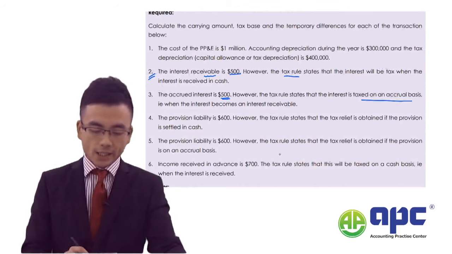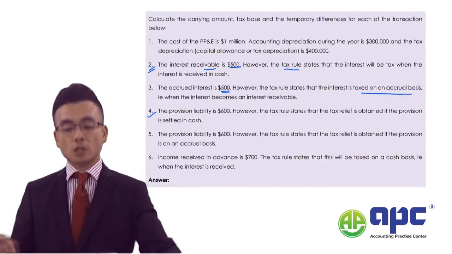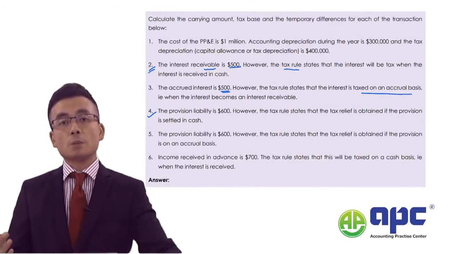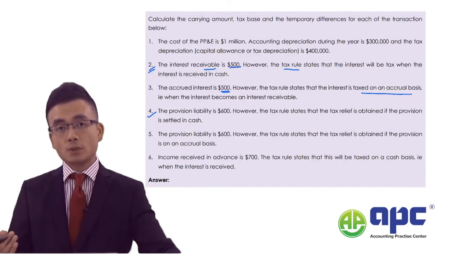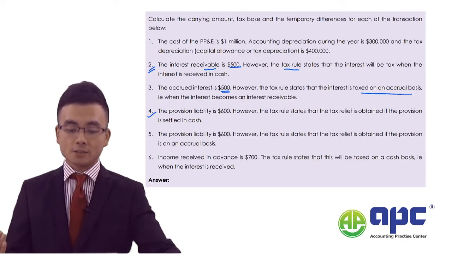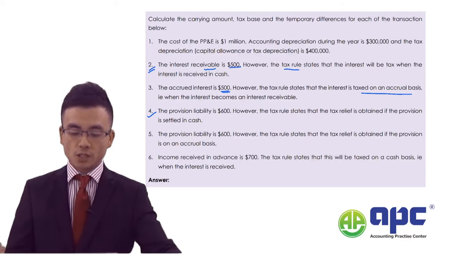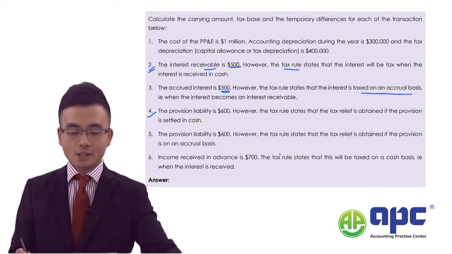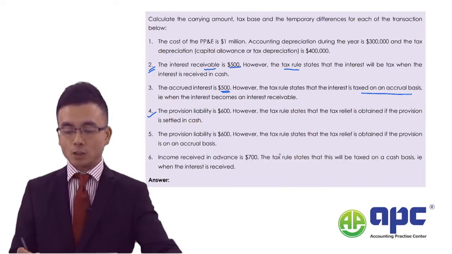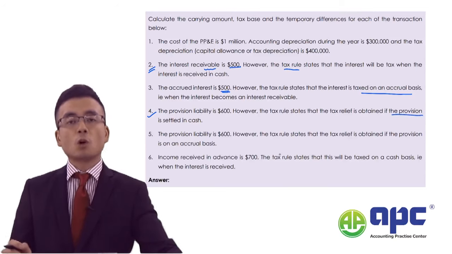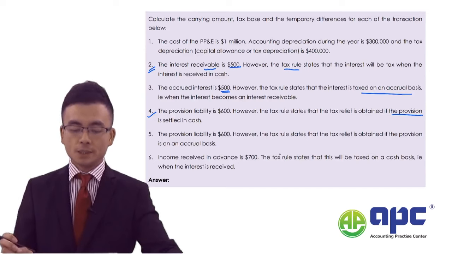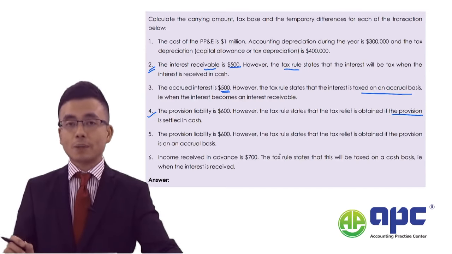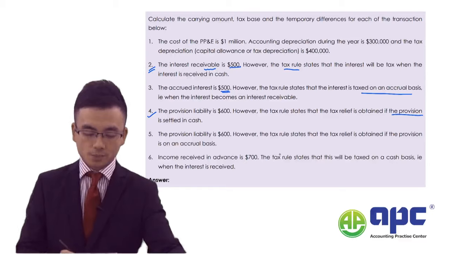Now let's see case number four. Here is the provision liability, which means another party is suing our business, and then we've got a liability, we use a negative figure worth $600. And the tax rule states the tax relief is obtained when the provision is settled in cash. Now we've got the provision liability with debit expense and credit provision liability. Because with debit expense, we can use that to save tax.